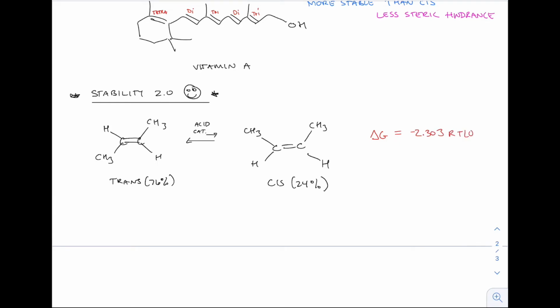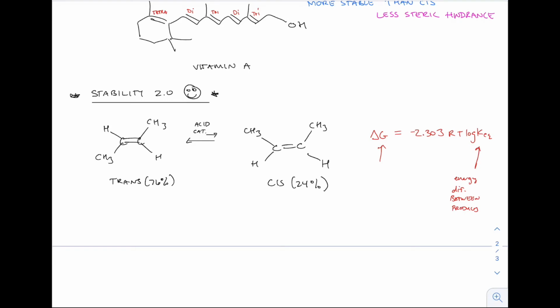But remember, delta G is equal to minus 2.303 RT, the gas constant times the temperature, times log of Keq, which is obviously the equilibrium constant. And we're talking about equilibrium populations of products, right? So this tells us that it actually depends on the energy difference between the two products, or the reactants and the products in this case.